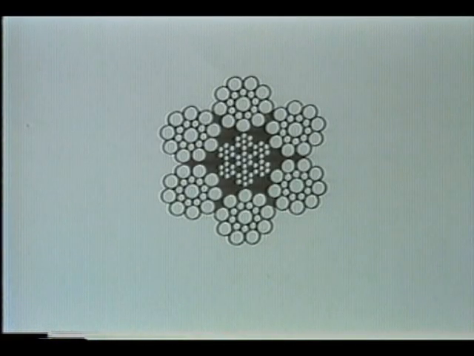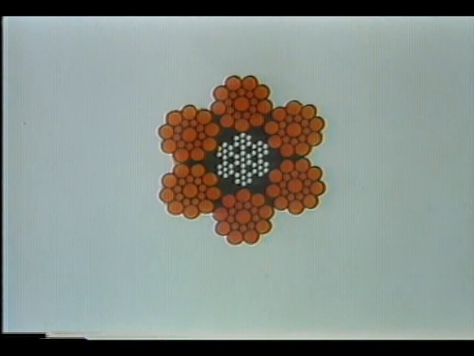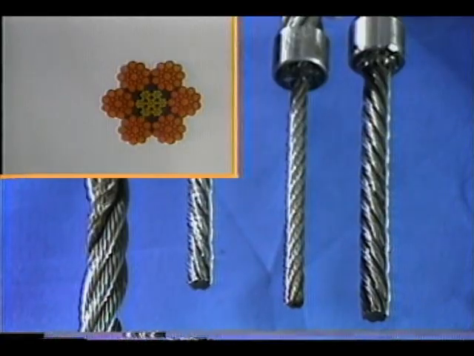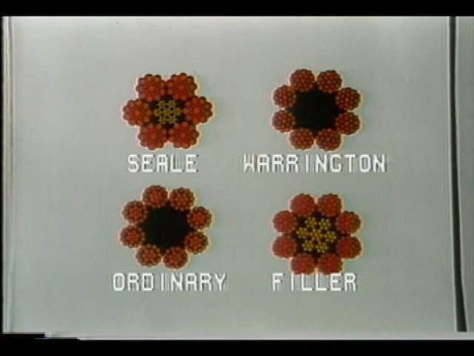6 by 19 seal. The first number is the number of strands in the rope, in this case 6. The second number is the number of wires in each strand, 19 in this case. The word seal indicates the pattern of wires in the strands. Other common configurations are Warrington, ordinary, and filler.